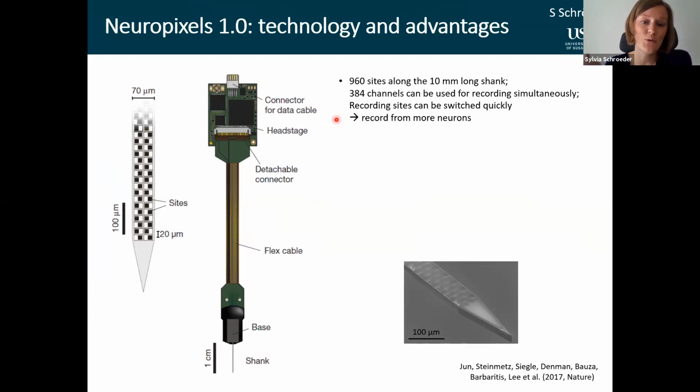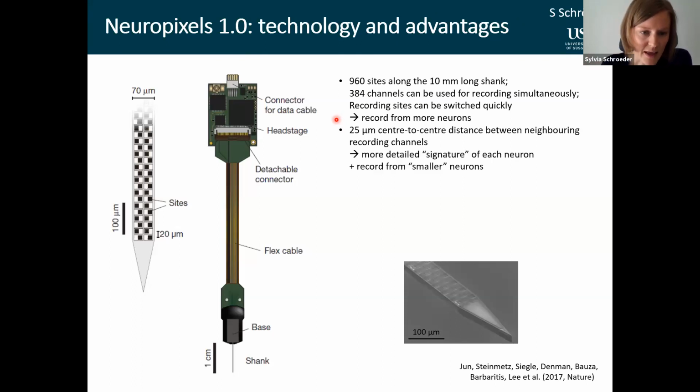So this means you can record from a lot more neurons compared to more traditional techniques. The distance between recording sites, so here these black pixels, is very small. So center to center distance is 25 microns. This means you get a much more detailed signature from each neuron. So when spike sorting, you and also any algorithm you can use can be much more certain in identifying each neuron. And it's also more likely that you can record from smaller neurons or neurons that are maybe further away, which could be missed by probes that have a bigger distance of channels.